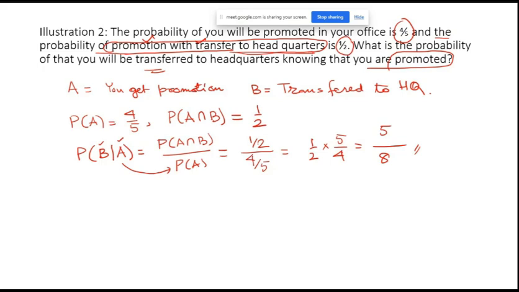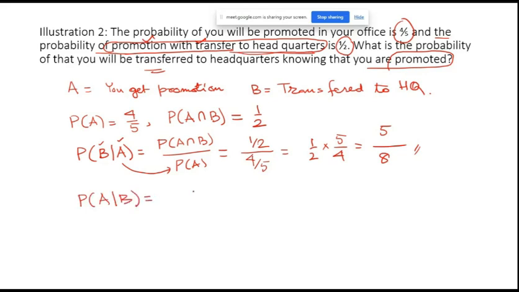Sir, in this one, if the question would be what would be the probability of promotion knowing that you are transferred, then what would be the case? Promotion given that you are transferred. In that case, probability of promotion given that you are transferred.